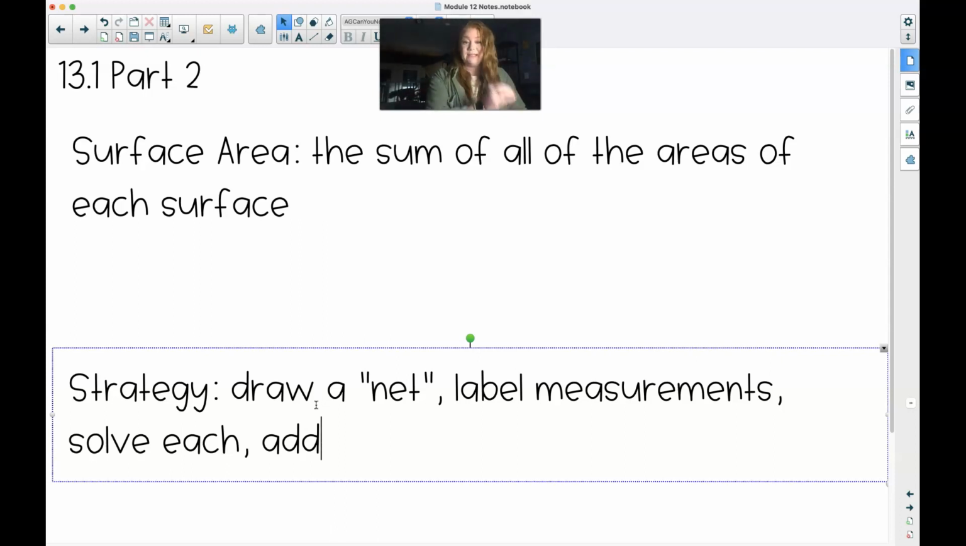What I mean by draw a net: if you want to just unfold it and draw what it would look like flat, that's awesome. But I just like to say, oh, this would be a square, this would be a triangle, and I make them each separate. It's a little easier for me to label that way. So we'll go ahead and try out a few of those different shapes.